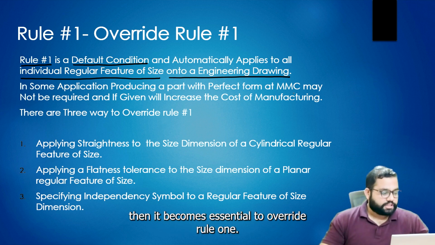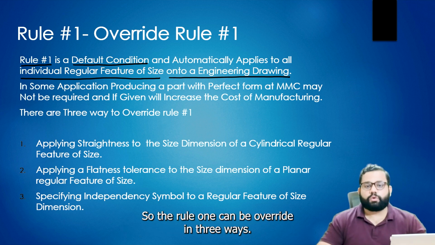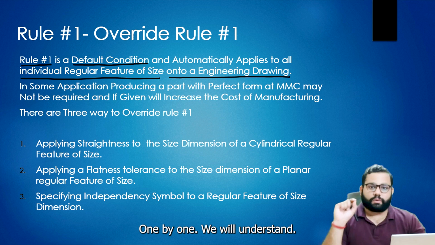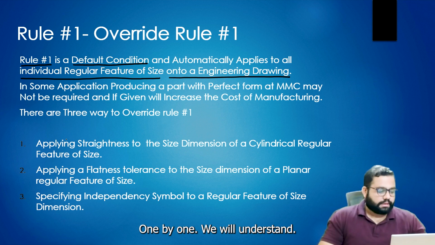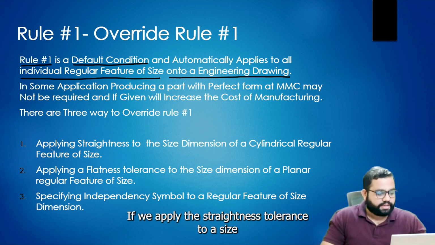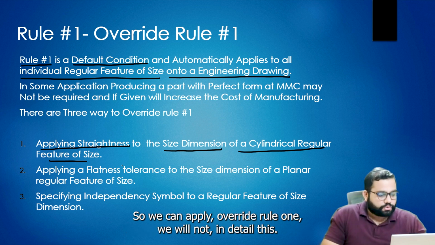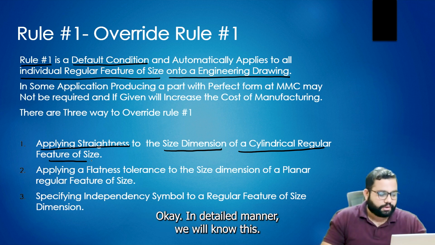Then it becomes essential to override Rule 1. This can be done in three ways, and one by one we will understand them. The first is applying a straightness tolerance to the size dimension of a cylindrical regular feature of size. If we apply a straightness tolerance to the size dimension on a cylindrical regular feature of size, we can override Rule 1. We will look at this in detail.